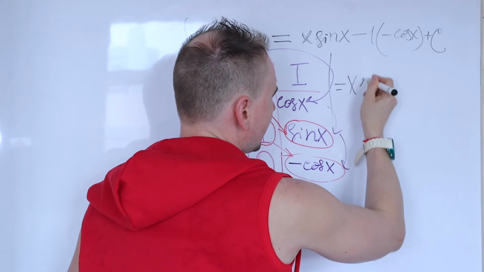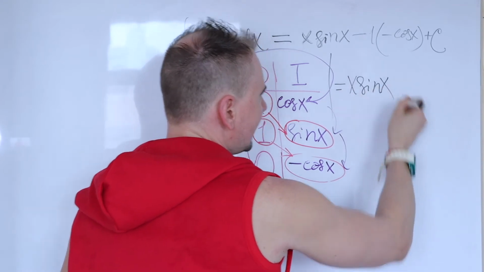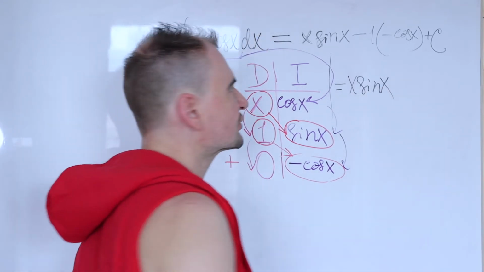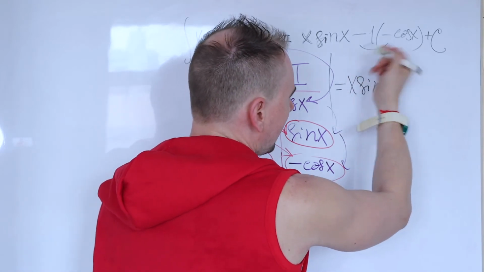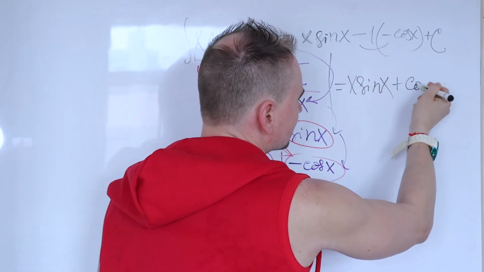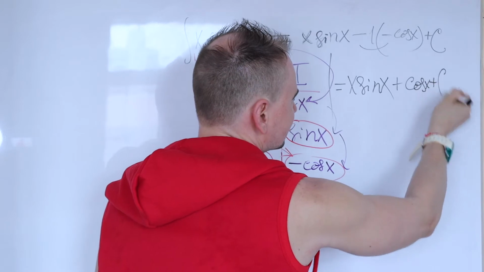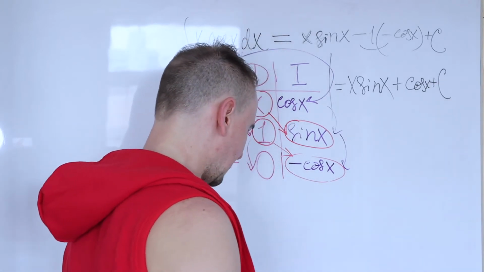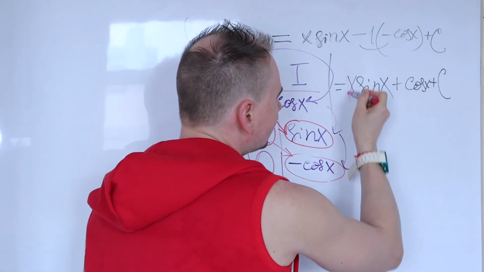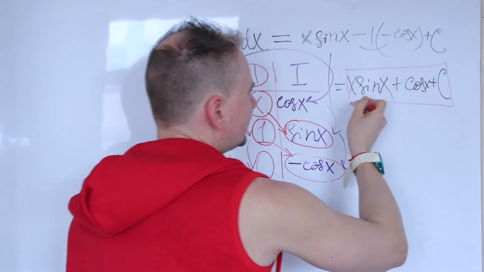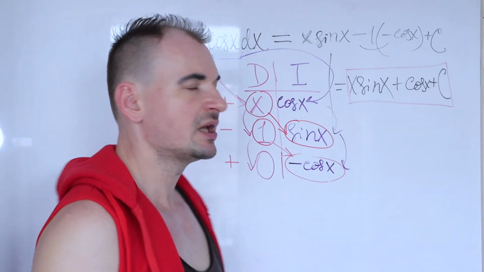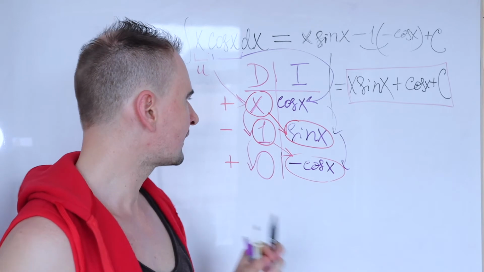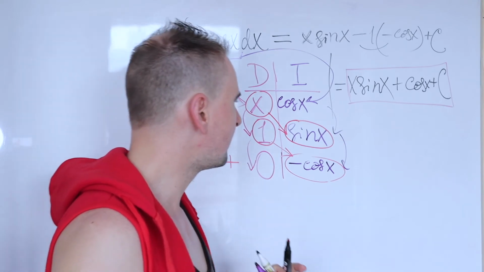So you just rewrite your first term as x times sine x. And this one overall becomes positive, it's just cosine x plus c. This is your final answer, the general integral for that problem.